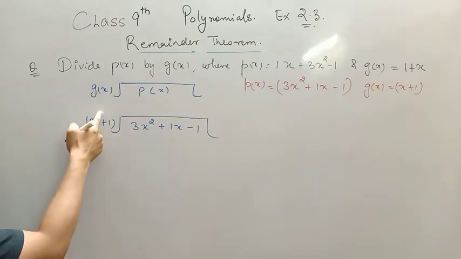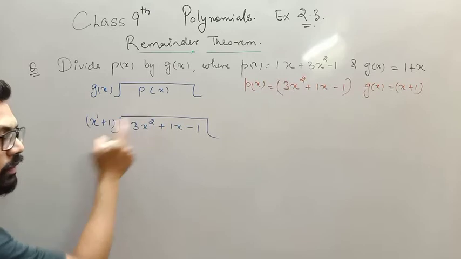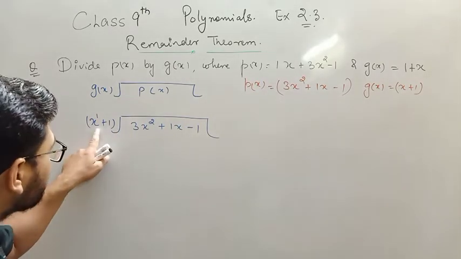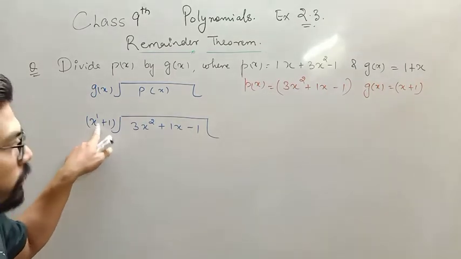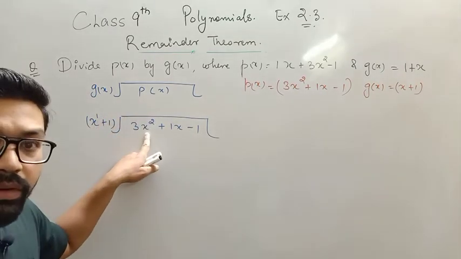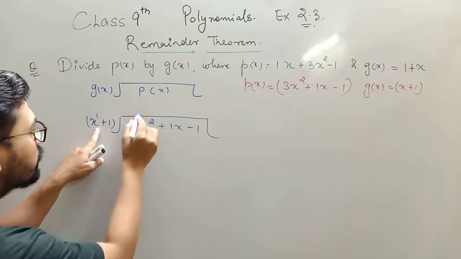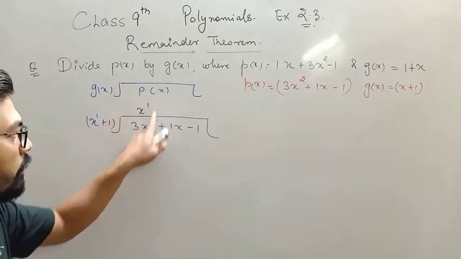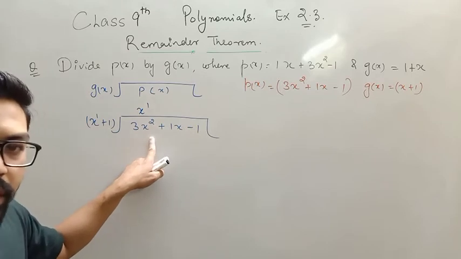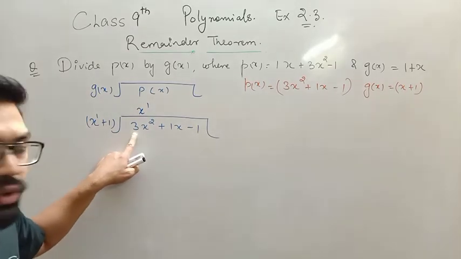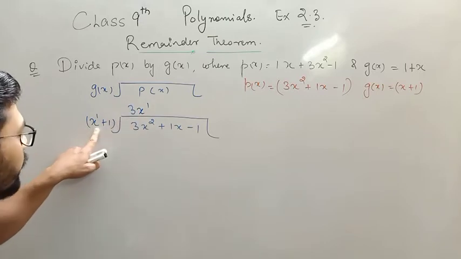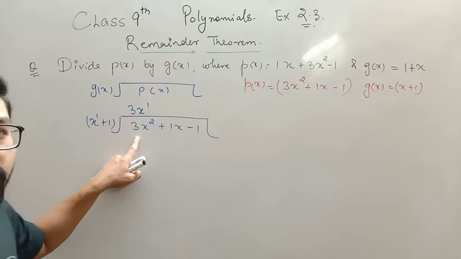x to the power 1, but here x to the power 2 is given. So first you need to balance the degrees. So x to the power 1, what do I need to multiply with this to get x to the power 2? So I need x to the power 1 here. So x to the power 1 will give you x to the power 2. But one more thing is given, 3. So what do I need to multiply with this? I just need to multiply 3. So x into 3x will give you 3x square, right?